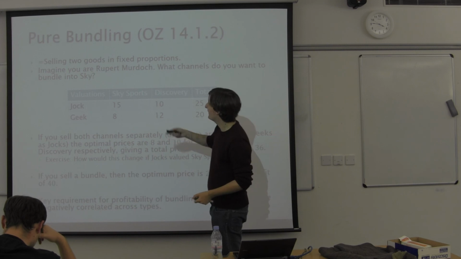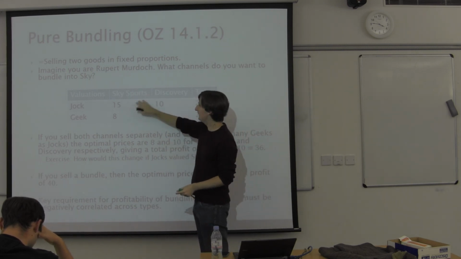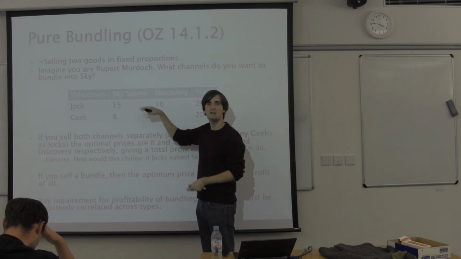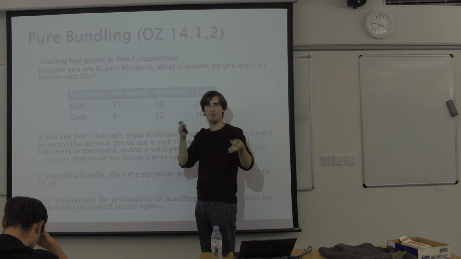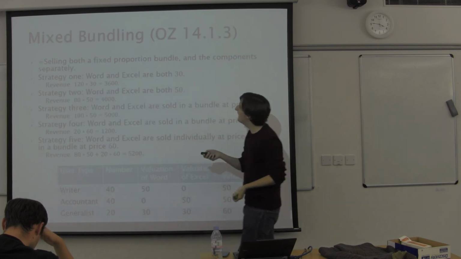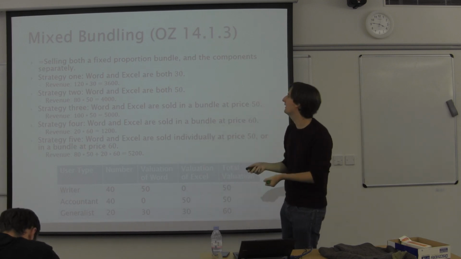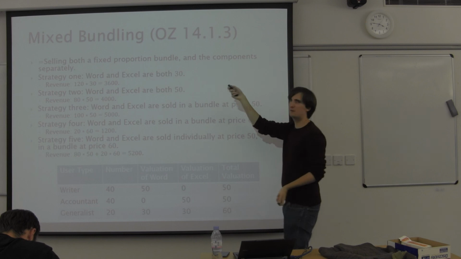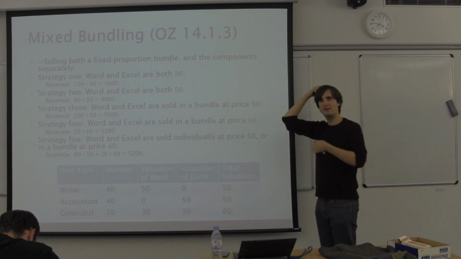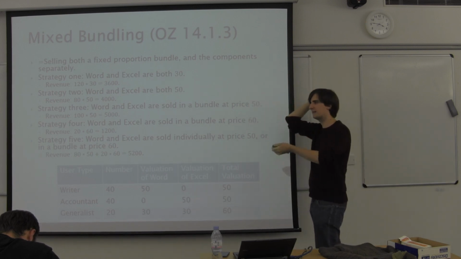So pure bundling is when you don't give people the opportunity of buying the goods separately. They can only buy the bundle. They can't possibly buy one good without the other. Mixed bundling is when you both sell the bundle and you sell the goods separately. So Microsoft do mixed bundling. You can buy the whole of Office, or you can buy Word and Excel separately.